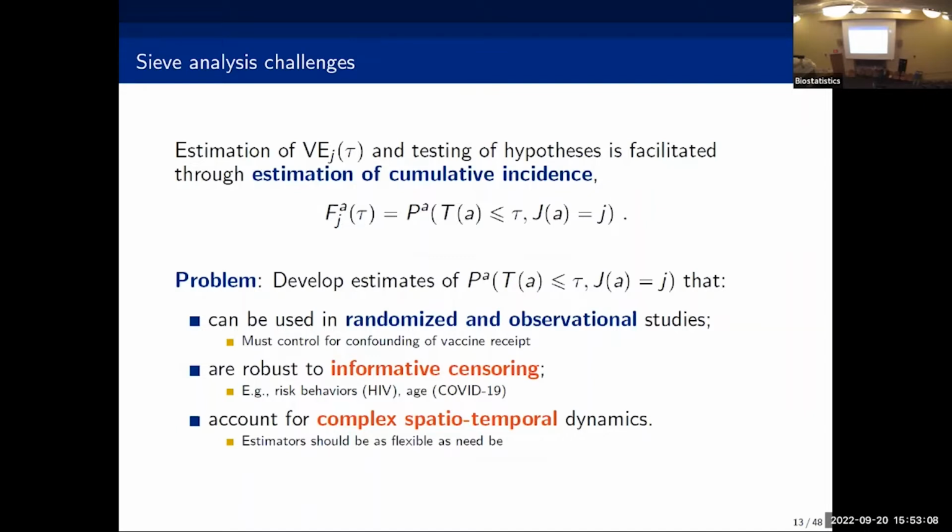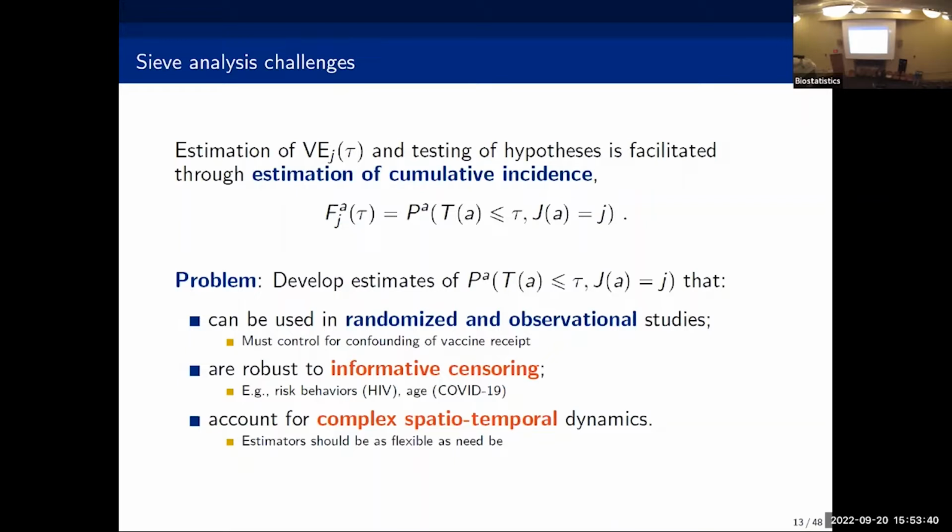It goes back to the Aalen-Johansen estimator, which is the Kaplan-Meier extension to competing risks. But here we're casting it in the framework of causal inference and asking for a little bit more from the estimator than something like Aalen-Johansen has to offer. In particular, we're interested in developing estimates that can be used both in randomized studies, where we don't have to worry about confounding, and in observational studies, where we do. We need to worry about the types of individuals who get vaccinated versus not, because the last years have certainly reminded us that those may be very different types of individuals.